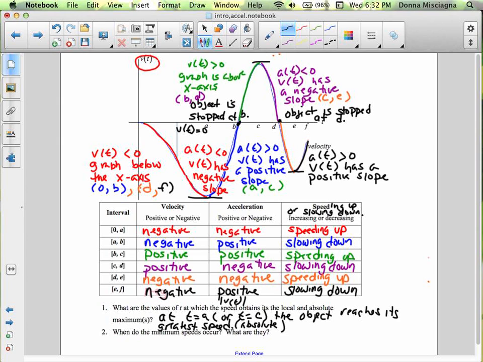When do the minimum speeds occur? What are they? Since it says speed, it's going to be the absolute value. So the minimum speed is when the object stopped. That's clear. The minimum speed is when the object is stopped, and that occurs at t equals B.